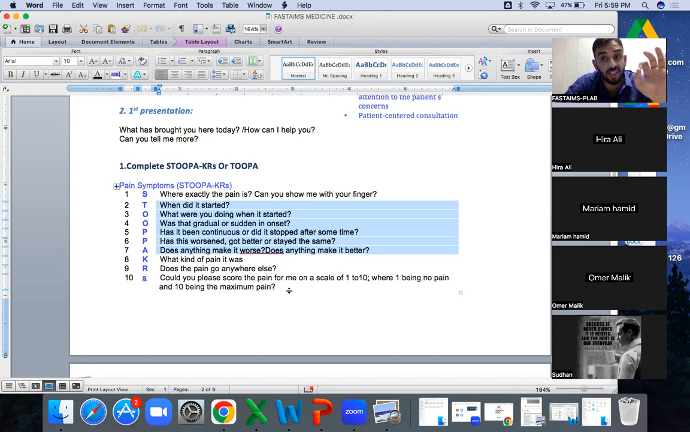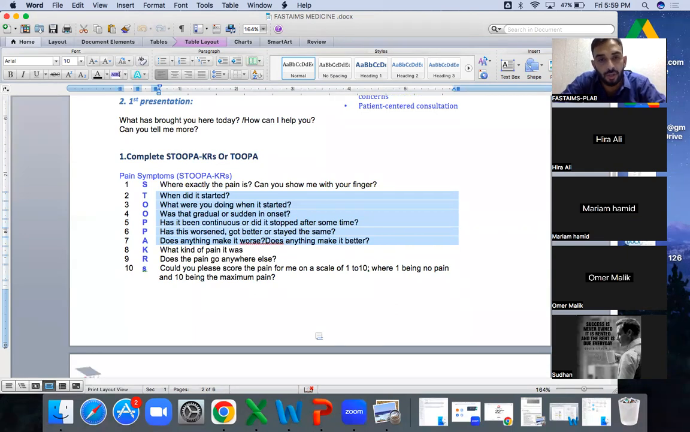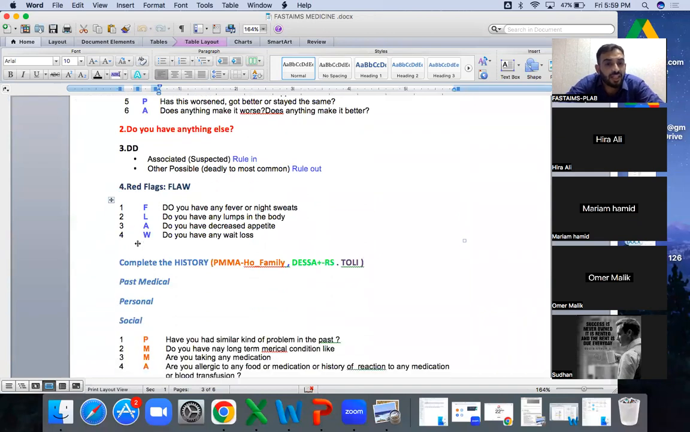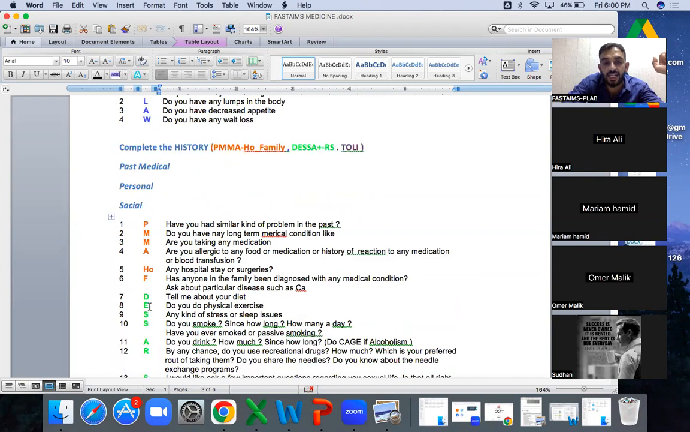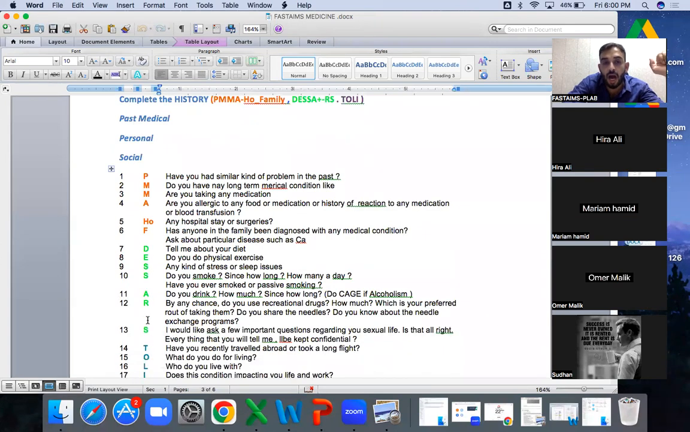Trust me, these things are quite important for you. You are going to do a lot of stations with just this one grip approach. Okay, then it comes towards the history. So the first mnemonic is PMMA Holy Family. You can say PMA or PMMA. Holy Family is a hospital. HOF. DISA RS. Totally. These are the questions you need to learn.